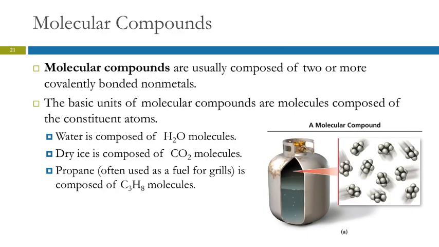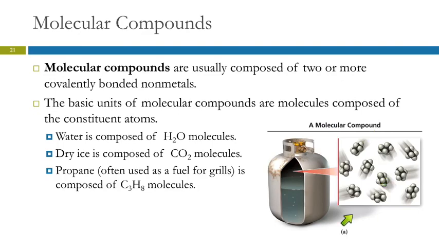So the molecular compounds, compounds of molecules. A molecule is usually two or more covalently bonded nonmetals. So nonmetals together are going to form molecular compounds. If you have a metal and a nonmetal, they're going to form an ionic compound.